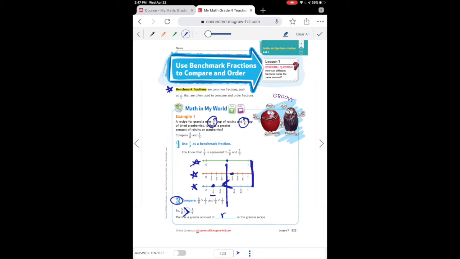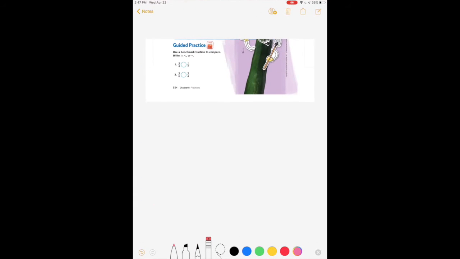That was so much quicker and so much easier than having to find the least common multiple and get the same denominator and multiply and figure it all out to compare that way. This way we can just draw a quick number line, graph it, and figure out which one is greater and which one is smaller.